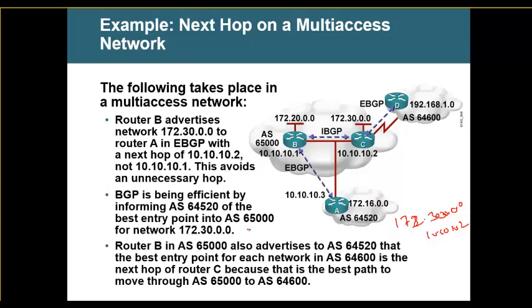BGP is being efficient by informing 64520 of the best entry. The best entry to reach this network is this. That's the cleverness, the efficiency of BGP. So router B in its autonomous system also advertises to this that the best path for each network is, the next stop is C, because that's the best path. Very simple, nothing more than that.